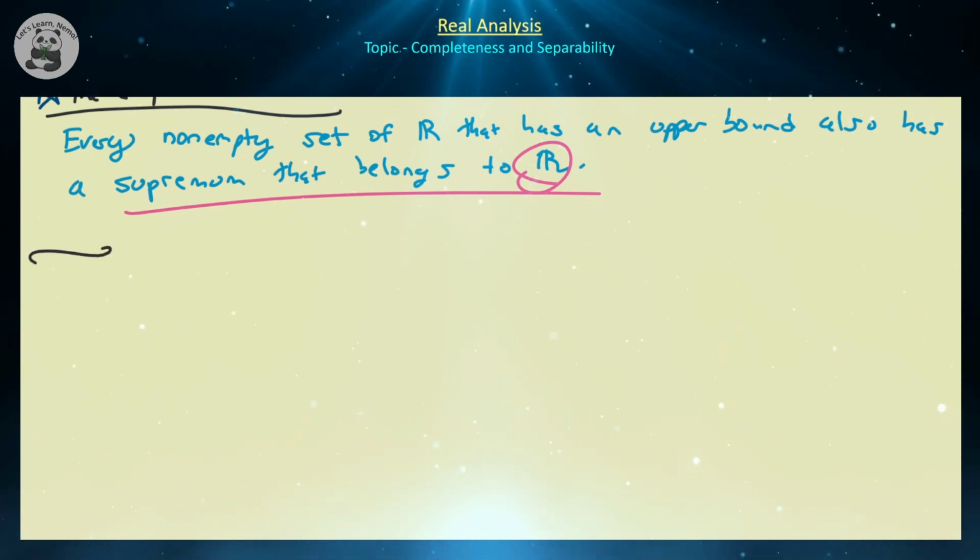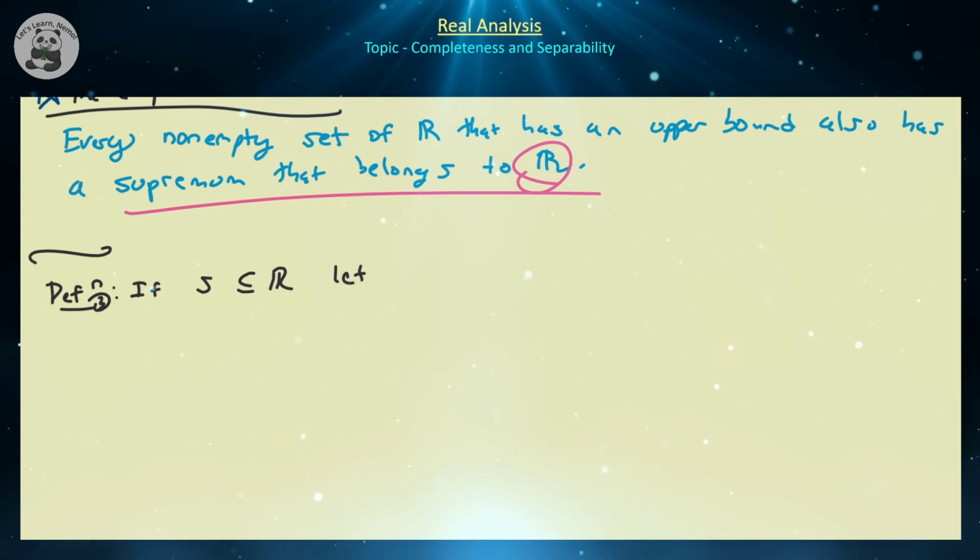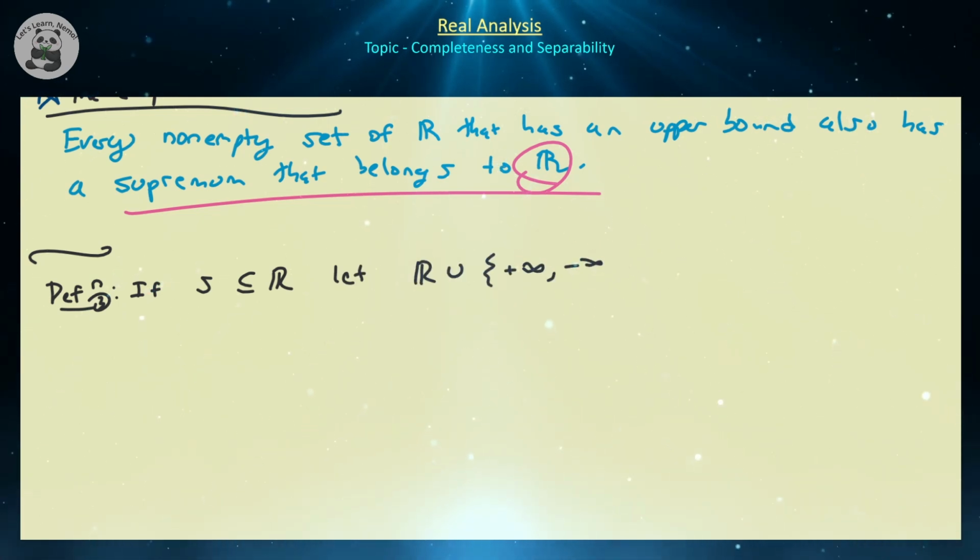That's really cool, right? So before we get into some of the little results and examples of this, let me just quickly define a couple things that are going to be very useful, at least on the convenience side. So let's assume that S is again a subset of the real numbers, and we're going to let R union the numbers plus infinity and minus infinity. We're going to denote this as R star. So this is again the extended set of real numbers.